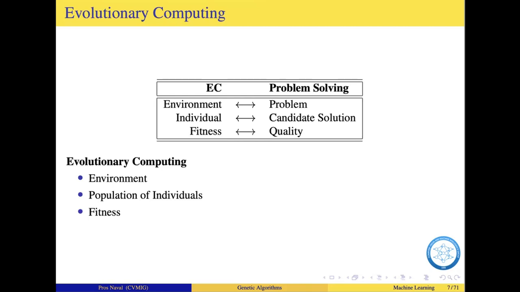Now, we said that evolutionary computation is used for problem solving. For problem solving, the problem itself corresponds to the environment. And the candidate solution is an individual in your evolutionary computation algorithm. The quality of your candidate solution is measured by your fitness.